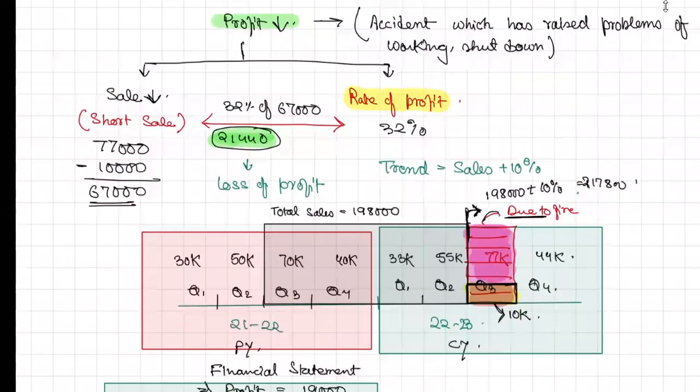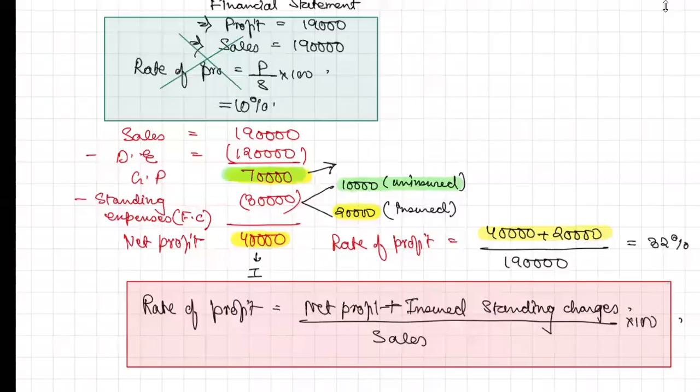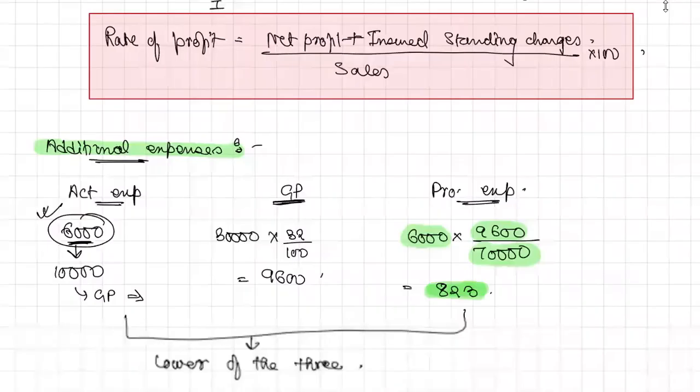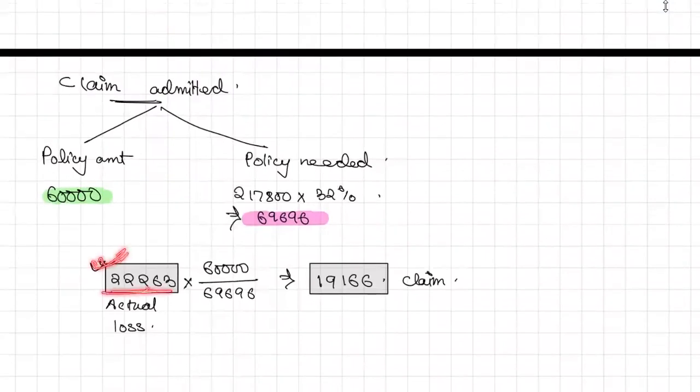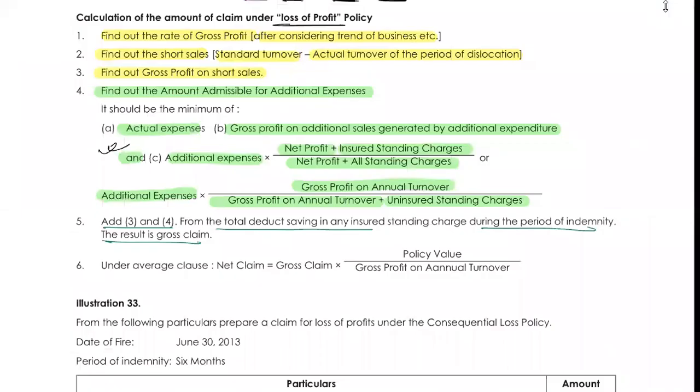Okay, and on that whatever value we have got plus the additional expenses, proportionate additional expense, this amount is our gross loss. See, gross claim means our loss divided by policy value into gross turnover and actual turnover.